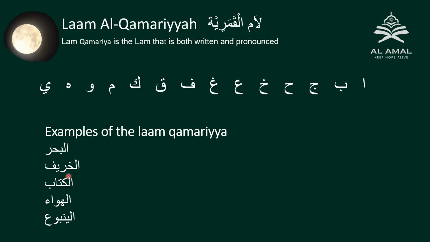The same for letter kha. Kha also belongs to the group of lam al-Qamariya. So lam will be happy to pronounce itself to look at the moon together. So this is al-Kharif. The same goes for letter kaf. Kaf also belongs to the lam al-Qamariya. So again, lam will not hide from it. So lam will be clearly pronounced: al-kitab. And so is ha. Is it the letter ha?